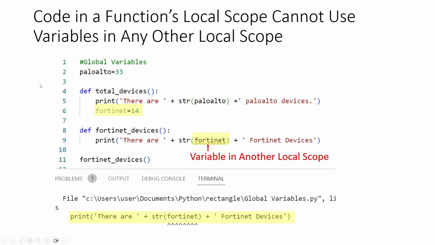Code in a function's local scope cannot use variables in other local scopes. So here's two scopes. I've got a function called total devices. I've got another function called Fortinet devices. This variable is not in this function call. It's up here, so I can't access that value from this scope.